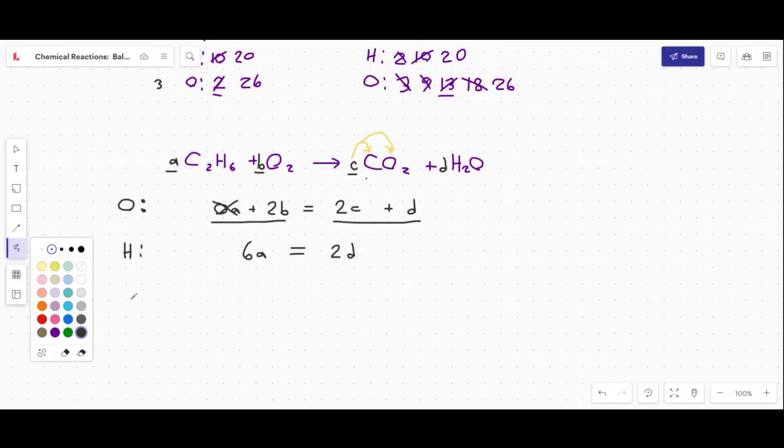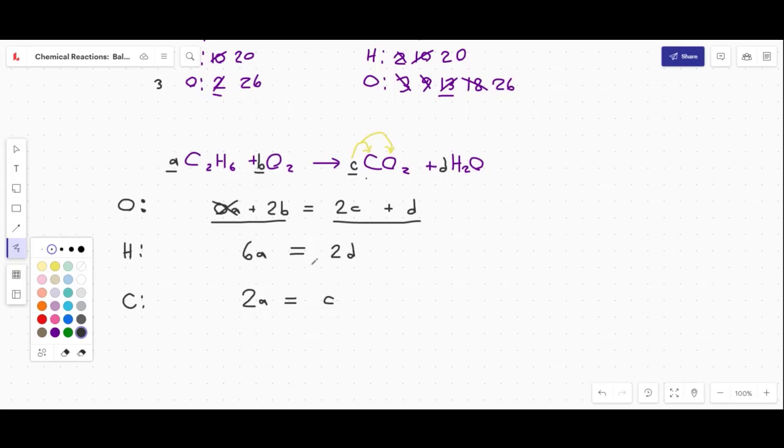And then I'll write one more expression for carbon. What's the expression for the number of carbons on the reactant side? 2A. A times 2, yep. And then there's no carbons in O2, so I can ignore B. But what's the expression for the number of carbons on the product side? C. And that's it. So I have my system of equations.